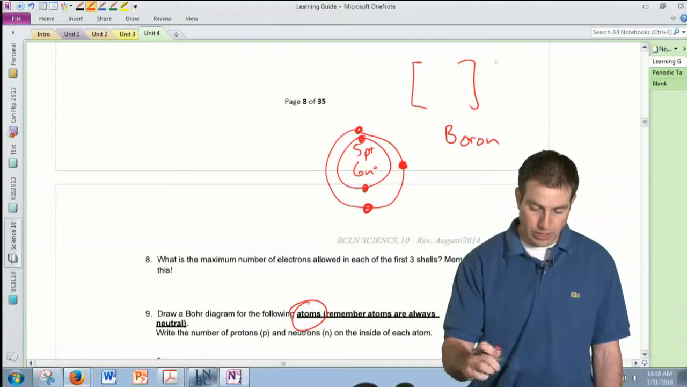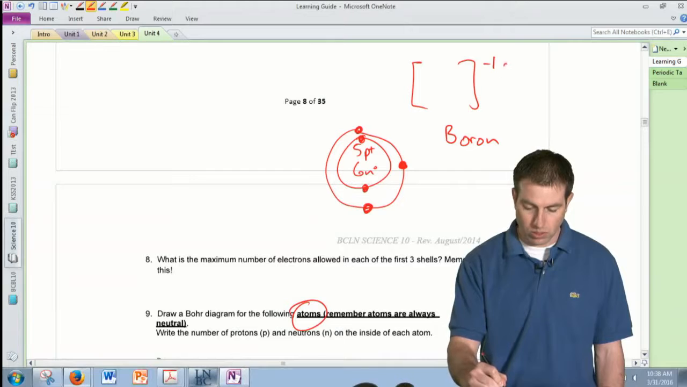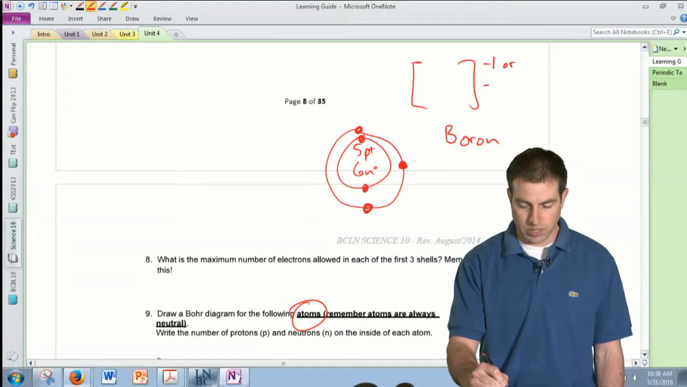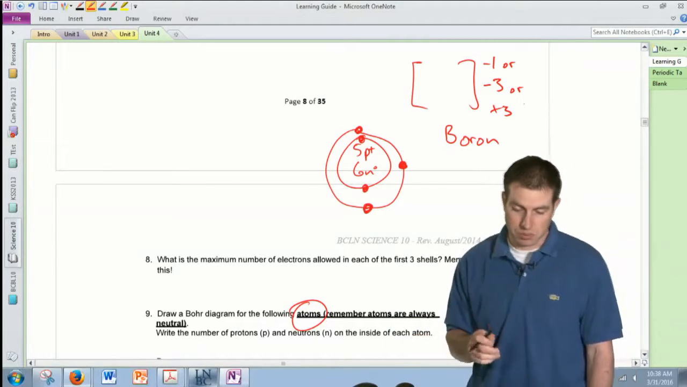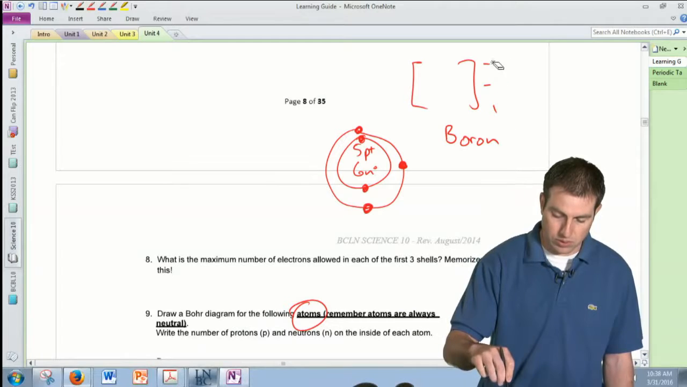I will always write it as minus 1 or minus 3 or plus 3. I'll always write the sign first and then I'll write the number second. This is just my preference. That's how I learned how to do it, so I'll stick with that.